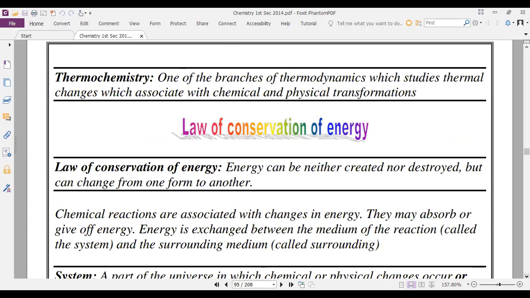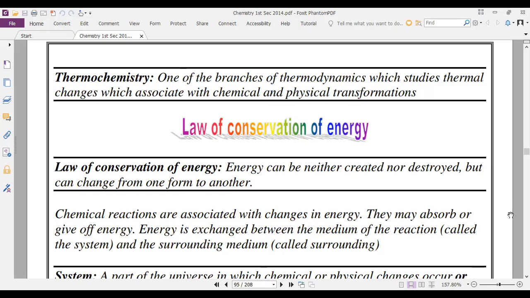Thermochemistry first. Thermochemistry is one of the branches of thermodynamics, which studies thermal changes which associate with chemical and physical transformation. So what's meant by thermochemistry, Mariam? One of the branches of thermodynamics, which studies thermal changes which associate with chemical and physical transformation.